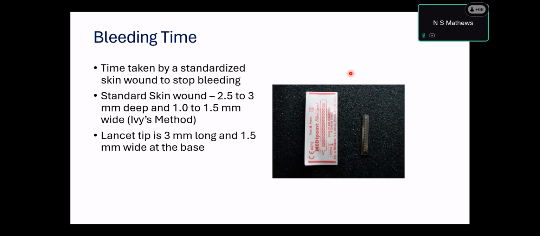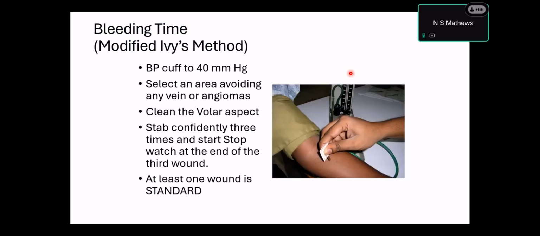So what exactly is bleeding time? It is the time taken by a standardized skin wound to stop bleeding. So we are using this particular lancet to get a very standardized wound, which is around 2.5 millimeter deep and 1.5 millimeter wide. Then you use this lancet and the modified Ivy method. So what is the modified Ivy method? You inflate the BP cuff to 40 millimeter mercury. You select an area of the forearm avoiding veins, angiomas, tattoos, scars, etc. You stab confidently 3 times and start the stopwatch at the end of the third.